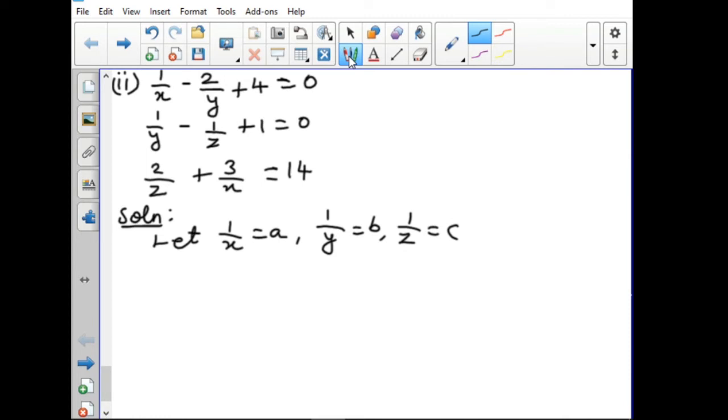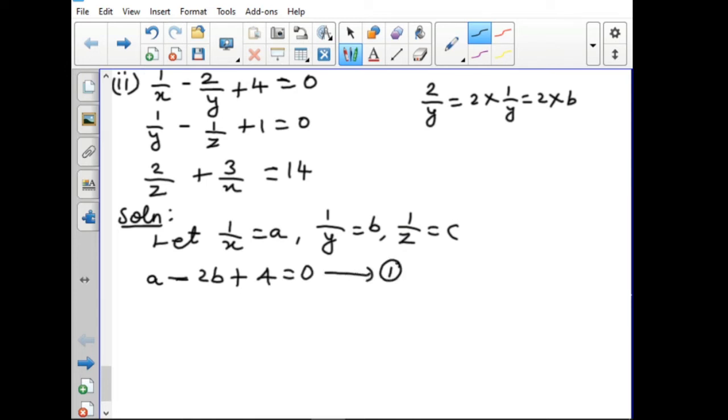Our first equation is 1 by x minus 2 by y plus 4. 1 by x means we substitute a. Minus 2 by y: how do we split 2 by y? 2 by y means 2 into 1 by y. So 2 into 1 by y, and y is b, so 2 into b equal to 2b. Next, a minus 2b plus 4 equal to 0. This we call equation number 1.